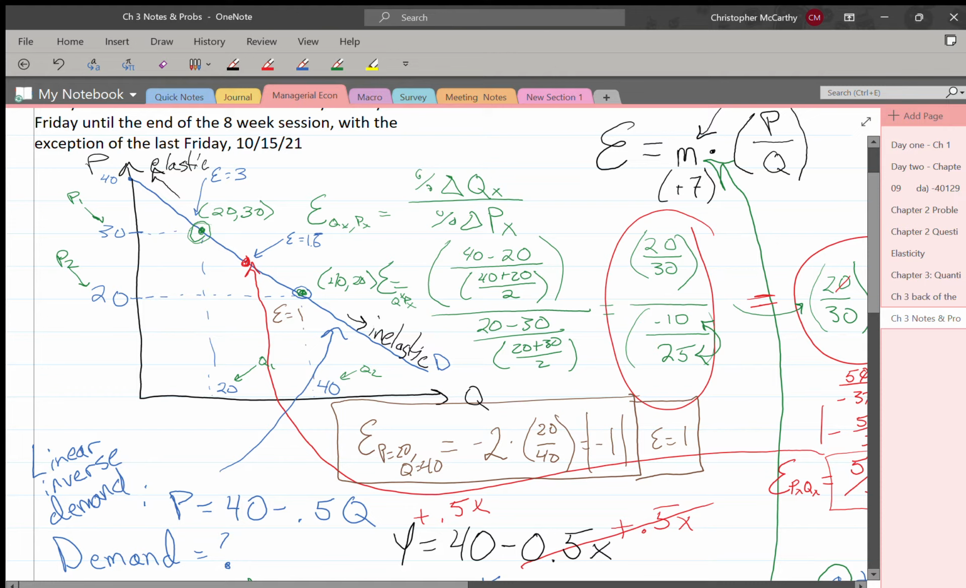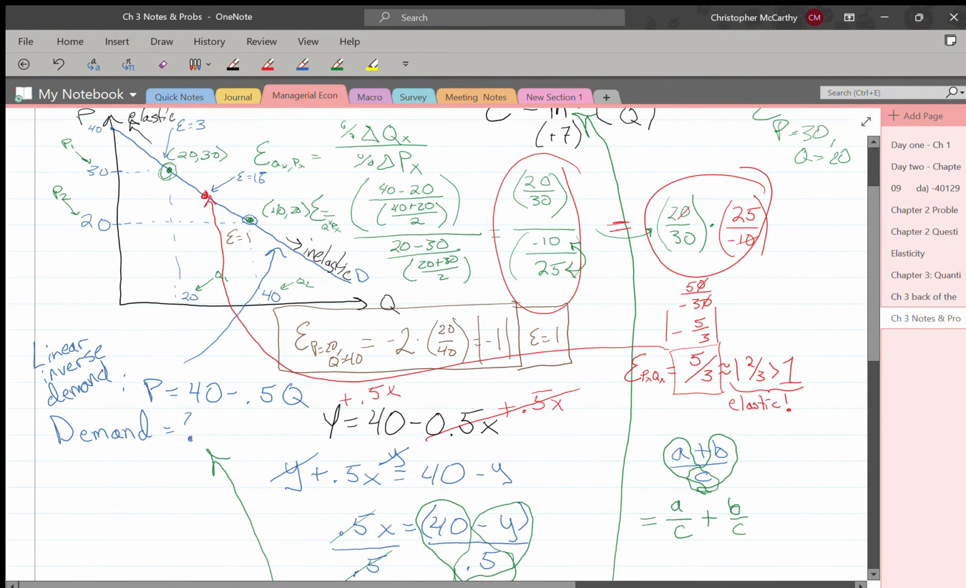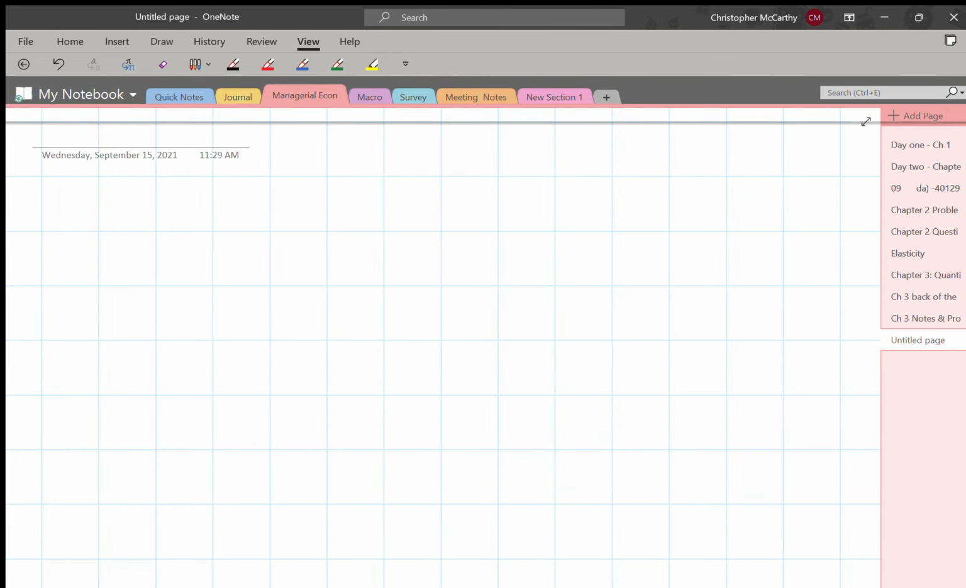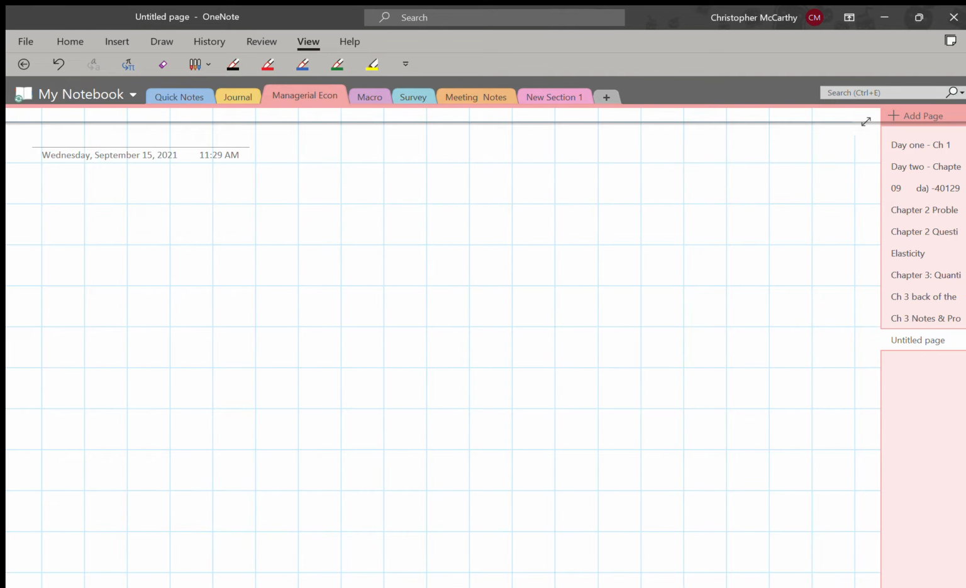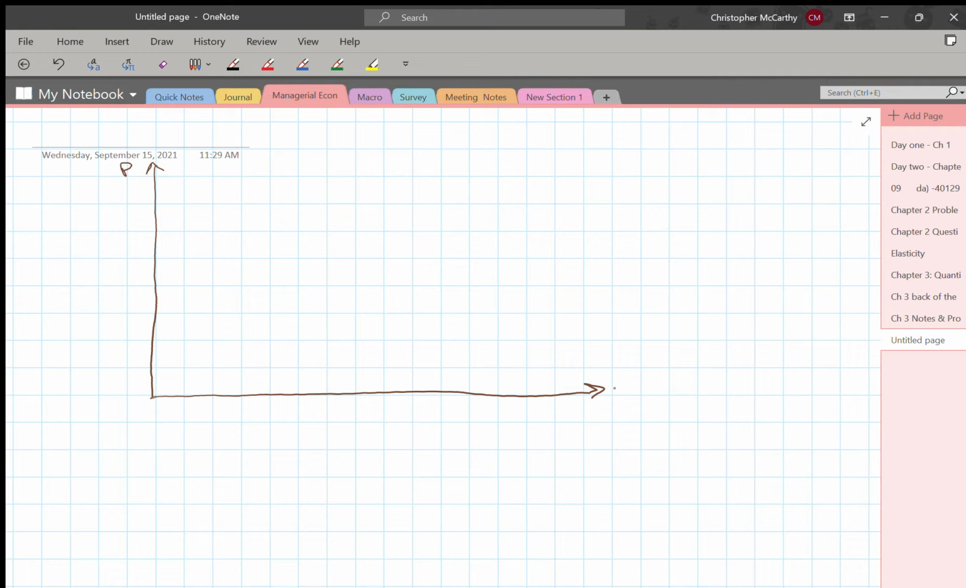Now, why do we care about this? Well, at the end of the day, total revenue is linked to the elasticity of the demand curve. What do I mean by this? So let's go ahead and let's get a new page. Let's get some graph lines here. Too big. It's better. No, smaller. Okay. And so we're going to have price over here, quantity here. We're going to have the same demand curve with 40 at the top. It's going to have a slope of 1/2.